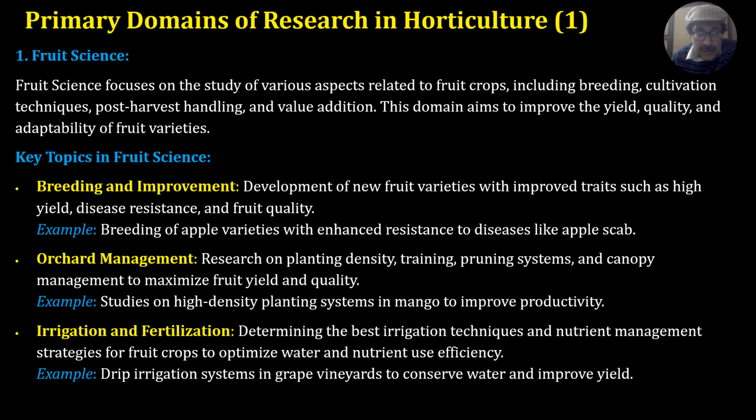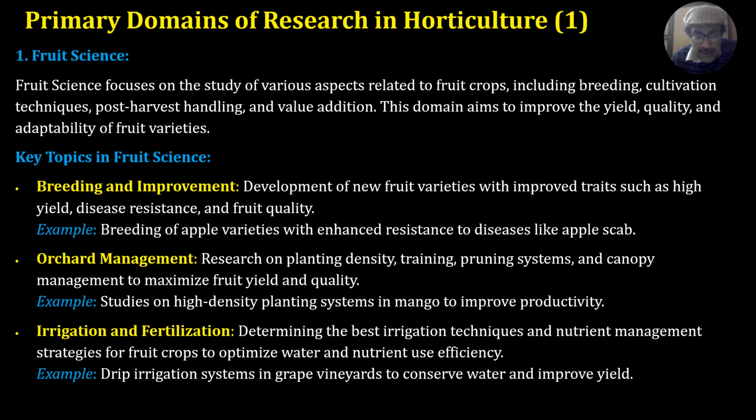The second key topic would include orchard management, and research in this area may include assessing the various aspects of plant density on the growth and development of fruit crops, as well as training and pruning systems and canopy management to maximize fruit yield and quality. An example would include studies on high density planting systems in mango to improve the productivity.